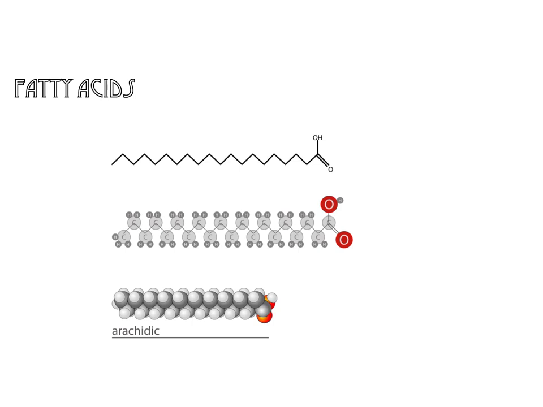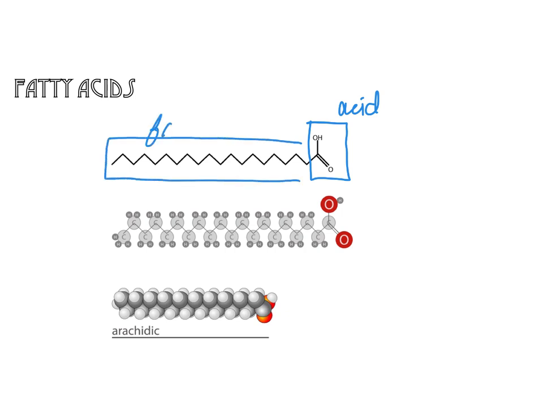So the fatty acids are named, well, for exactly what they look like. They have a carboxylic acid functional group on here. This is the acid part. And then they have the fat part. That's why they're called fatty acids, because they have this greasy nonpolar tail and a carboxylic acid. And again, these are just three different kinds of representations of the exact same thing.